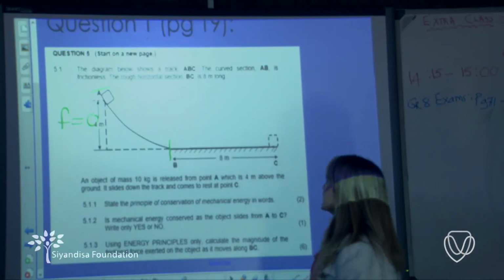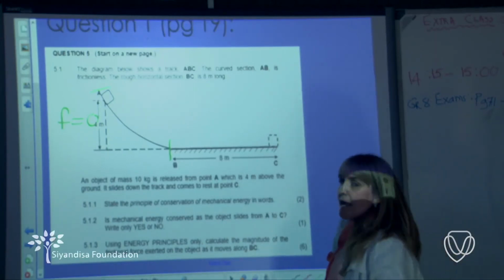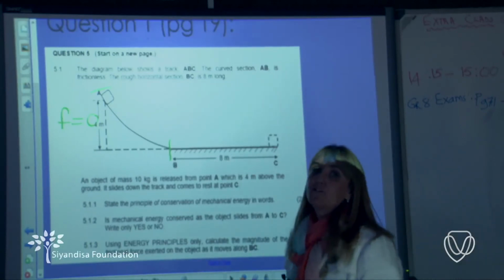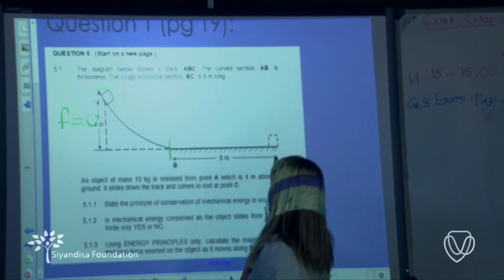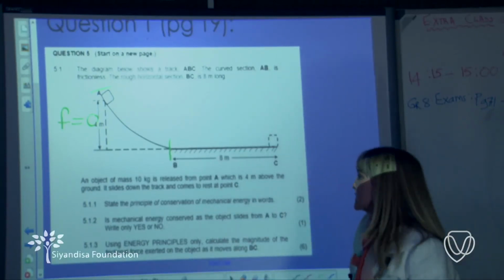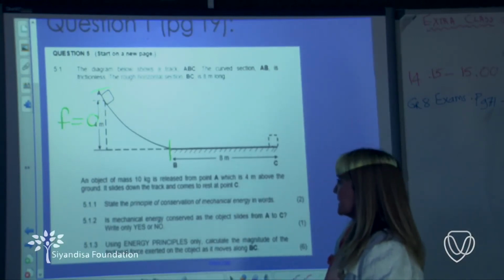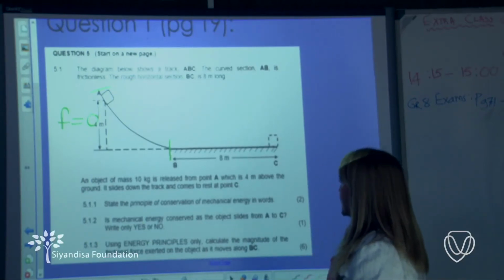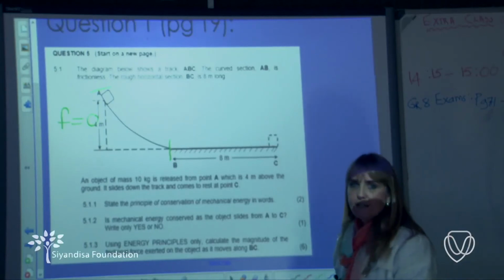It's a frictionless surface. The rough horizontal section BC is 8 meters long. And there's that word again, rough. As soon as you see the word rough, you know that friction is going to be involved. So between B and C, you are going to have a frictional force acting on the block. An object of mass 10 kilograms is released from point A, which is 4 meters above the ground. It slides down the track and comes to rest at point C.